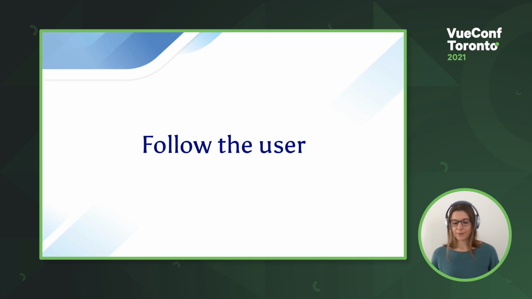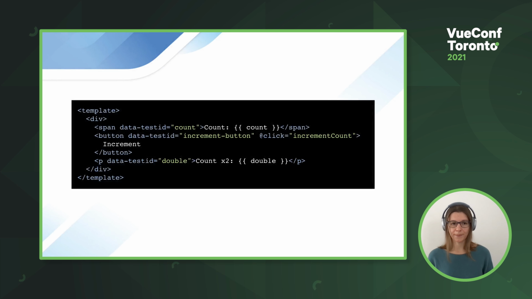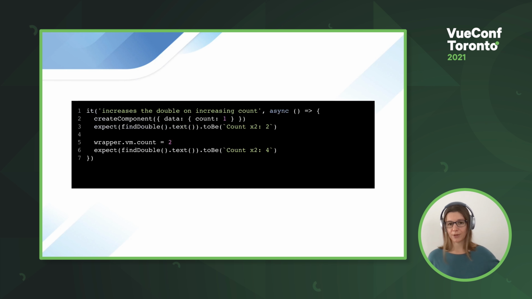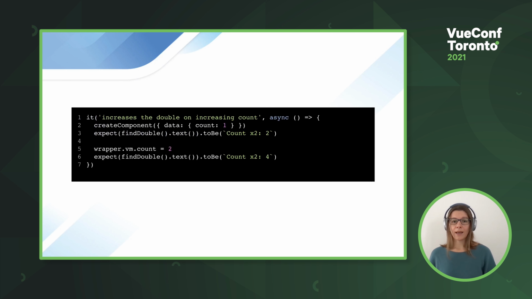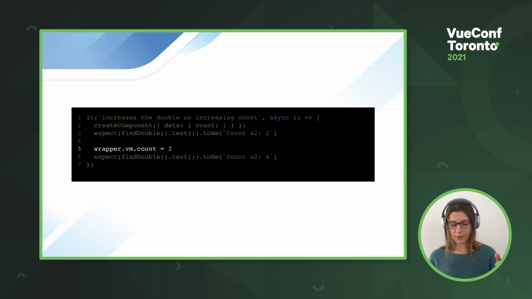Follow the user. This rule is very similar to what we just had in the previous explanation, but we will go a bit deeper on this particular case. So you remember this template: count, increment button, and count, x2 double. And you want to test it, so you're creating a component with count 1, you expect double to be 2, and then you want to test it again, and you do wrapper.vm.count is equal to 2. First of all, this is wrong.